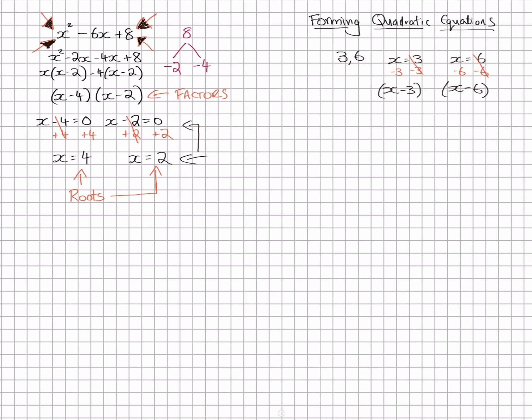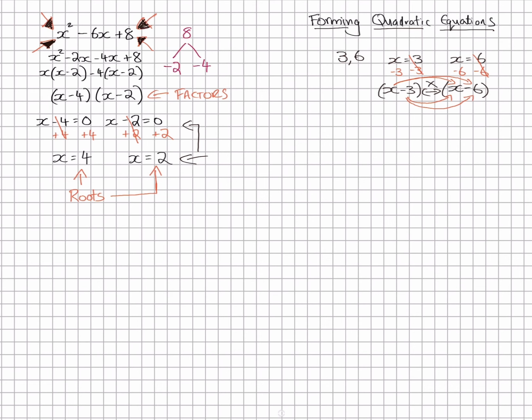So all we have to do now is multiply these two factors. We just have to multiply them. So let me get a different color pen. I'm going to multiply this x by this x, and then I'm going to multiply this x by this minus 6. I'm going to multiply this minus 3 by x, and I'm going to multiply this minus 3 by minus 6. So let's do that.